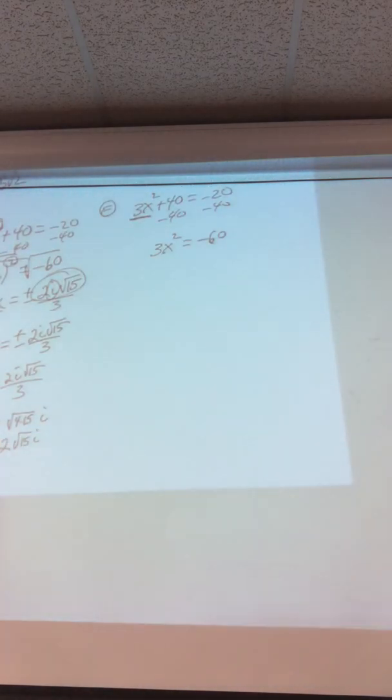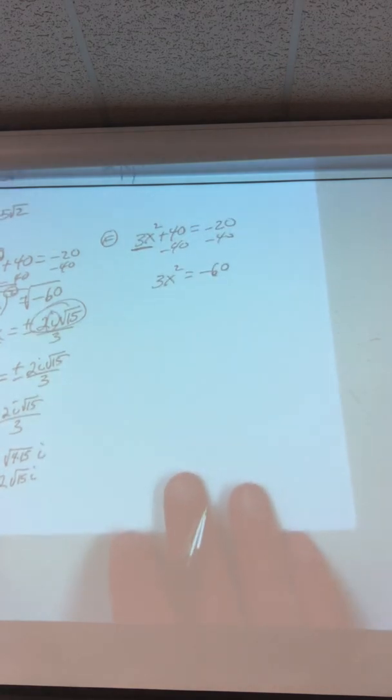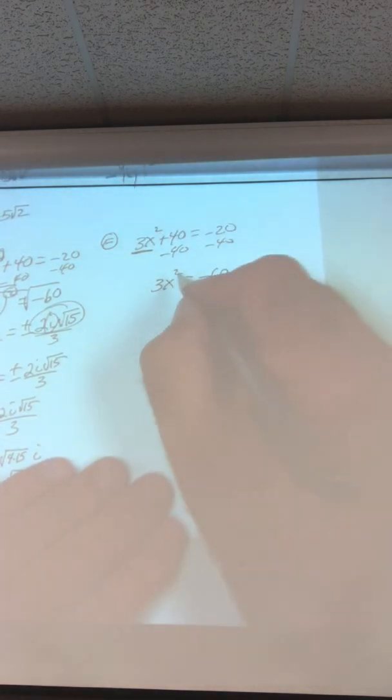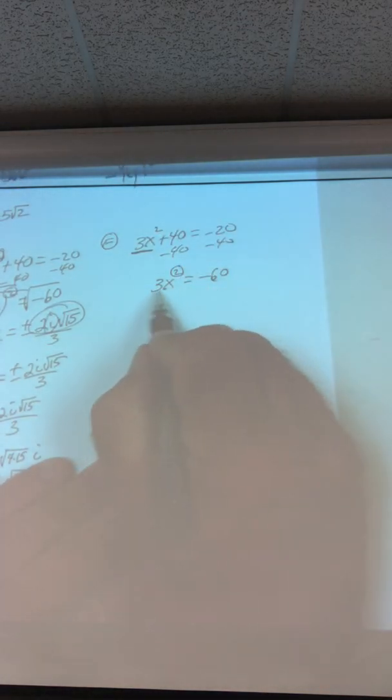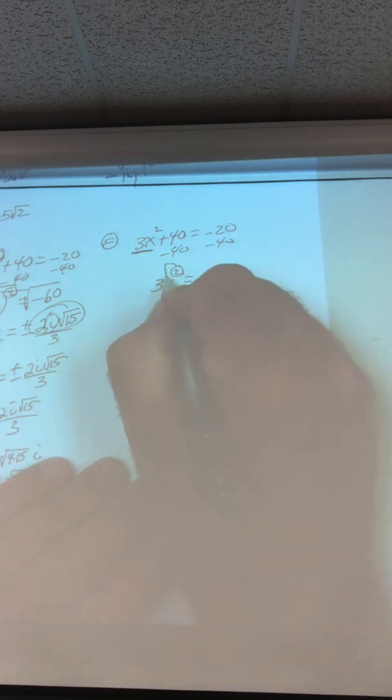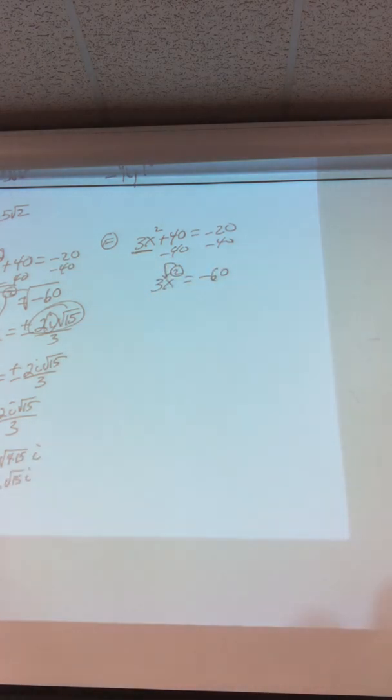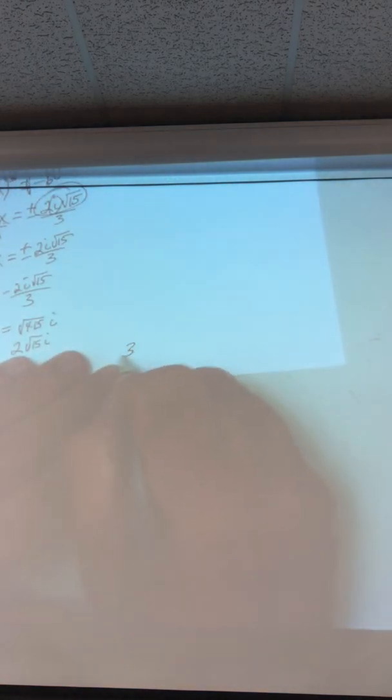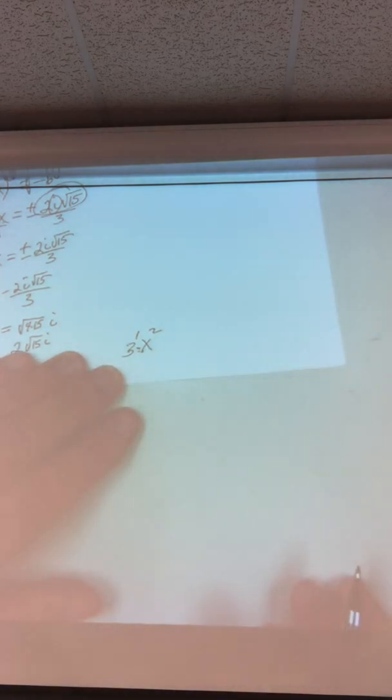Now, here's what makes this one different. What makes this one different is, in this one, the square is not on the 3x. The square is on just the x. See, this 3x squared, let me come down here. This 3x squared is really this. It's 3 to the first times x to the second.